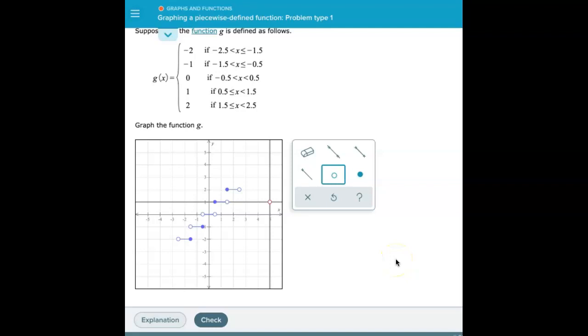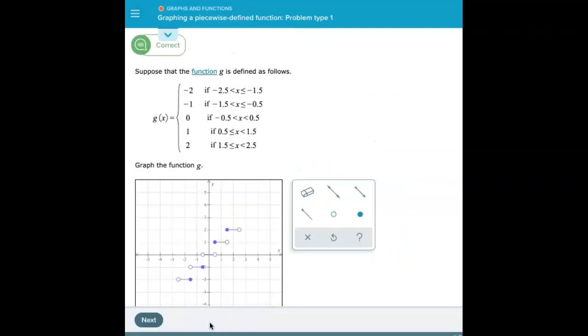So this is actually what we call a step function because we have a bunch of little horizontal steps, kind of looks like a bunch of stairs, but this is a piecewise defined function that has several parts, but it turns out all of the parts are just little pieces of horizontal lines. Check it just to be sure, cross our fingers, and yes, we did it correctly. I hope that helps.